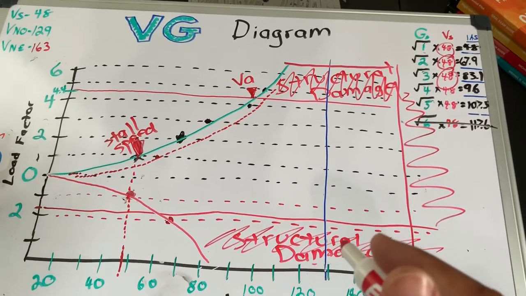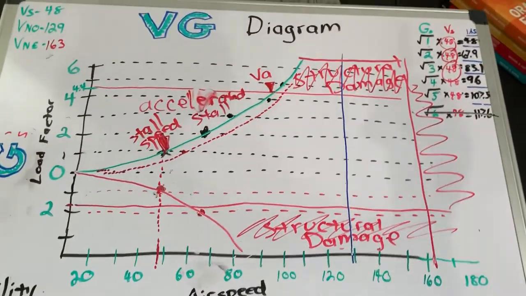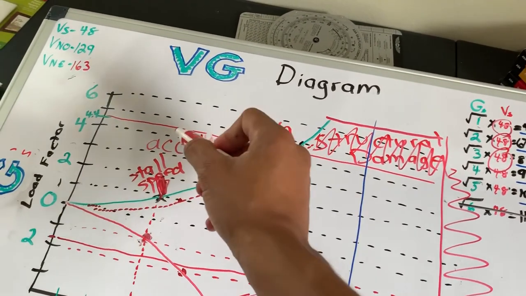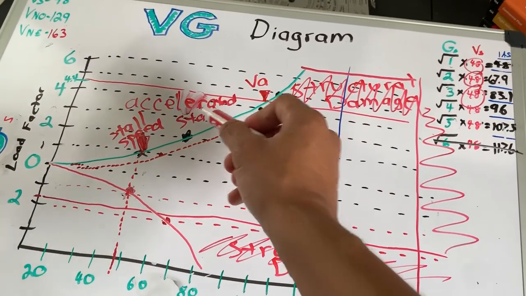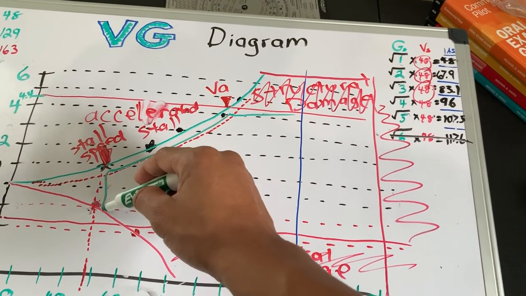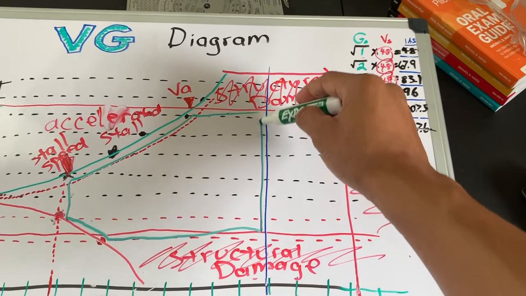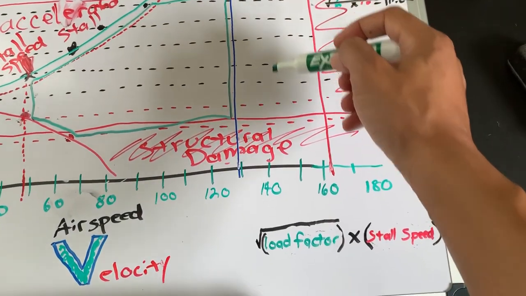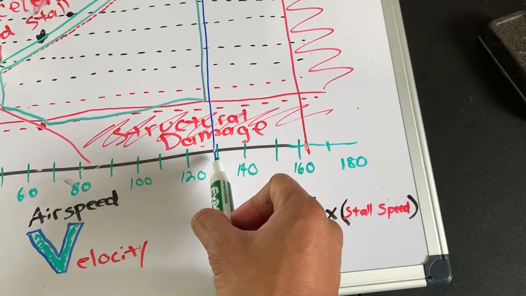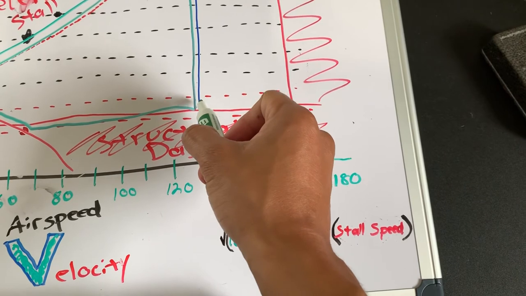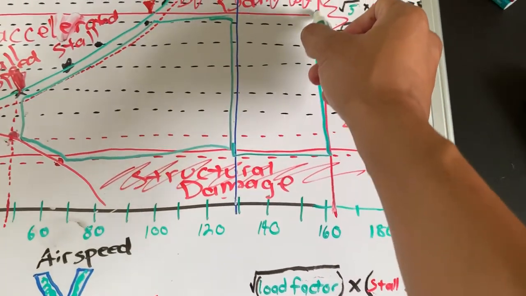Now these ranges. All right, so we have our accelerated stall range, which is all above this curve, right? That's where we connected the dots originally. Anything to the left of that is going to be your accelerated stall. Anything to the right, inside this green area, everything within this range is your normal operating range. So this is the green arc, right? Over here, anything past your VNO up to your VNE is going to be your cautionary range.